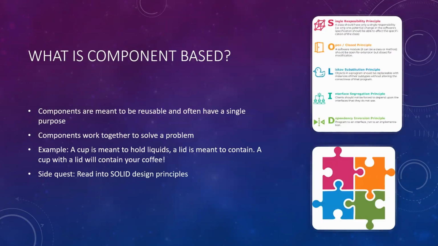So I keep saying component-based. What does that mean? Components are meant to be reusable, and they often have a single purpose. Components work together to solve a problem. Example: a cup is meant to hold liquids. A lid is meant to contain. A cup with a lid will contain your coffee. If you want to read more into this, I recommend reading into SOLID design principles. It's a great way to look at object-oriented programming.